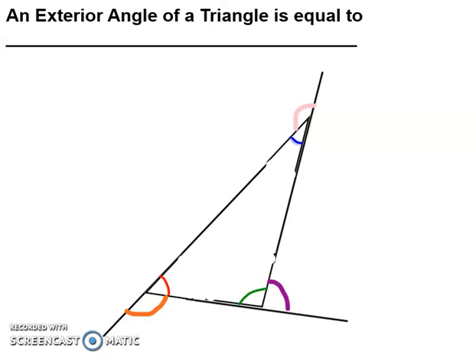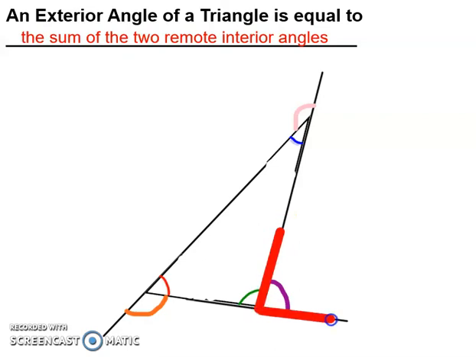So what we're going to do is we're going to answer the question, and then we're going to show why it is. So an exterior angle of a triangle is equal to the sum of the two remote interior angles. And here's what I mean by that. Let's say I, again, drew a line, right? And I wanted to create a corner.